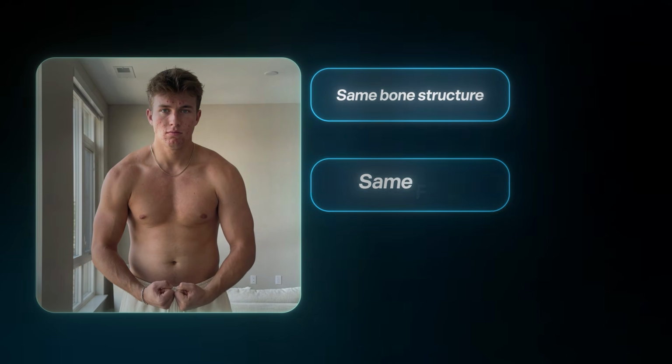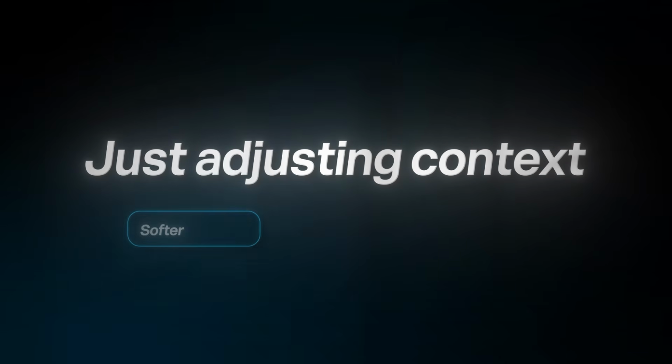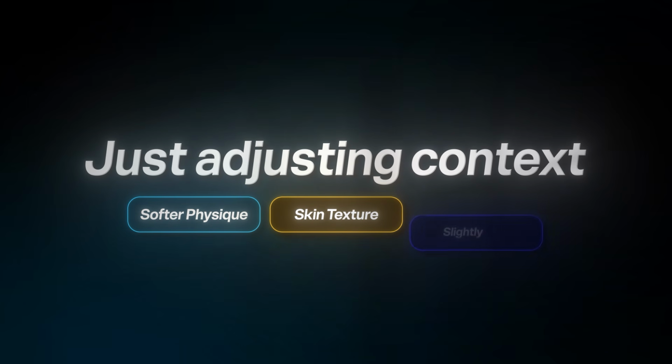So let's start with the baseline version of him. A version of him with acne, higher body fat, and less attractive in general. The goal is to create an image of him with the same bone structure, same face, just unoptimized. Now generated, and notice how we're not changing his identity, just adjusting context. Softer physique, skin texture, and slightly tired expression.